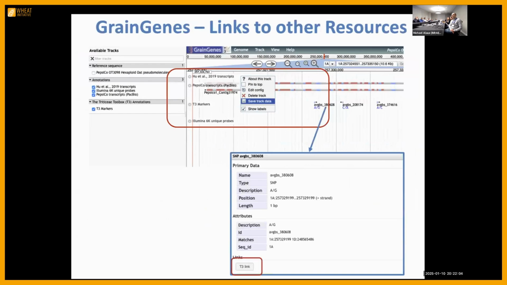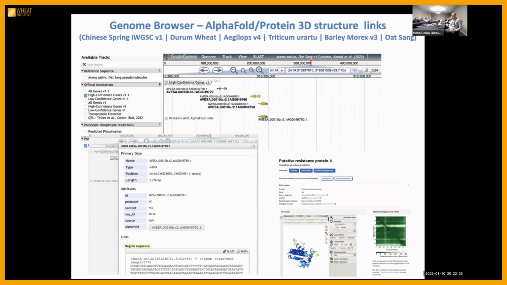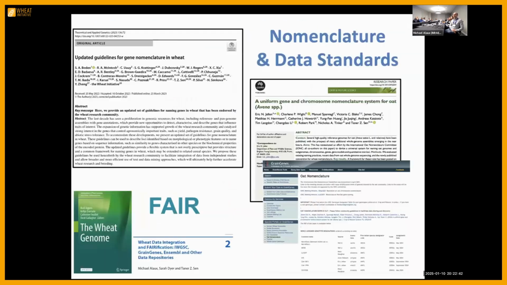We have links. One of our close collaborators is T3, the Triticeae Toolbox for genotyping and phenotyping data. So we go to T3 from our genome browsers, but T3 is not the only place we go to. We go to Xfit, Knetminer, Ensembl Plants, and the commercial genome browser called Persephone. We also recently this year, I think, added several tracks to go to AlphaFold. We cannot compete with Ensembl Plants right away, but we do things in our way, in our focus. So you can get more.